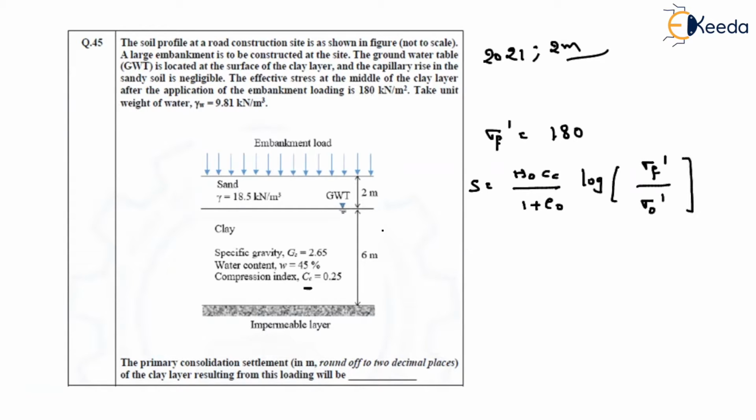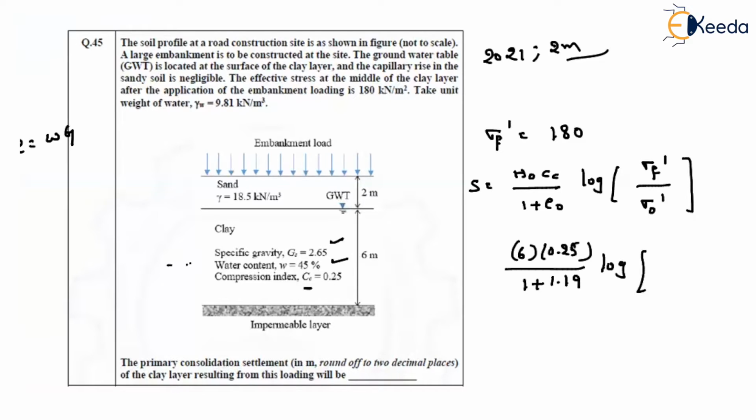Now H0, that is the thickness of the clay layer, that is 6 meter. The compression index is also given, 0.25, divided by, did they give the void ratio? No. Then how can I find out the void ratio? G is given, water content is given. Then what about my void ratio? e equals w into G, that is 0.45 into 2.65. Then we'll get 1.19. Then 1 plus 1.19 into log of.